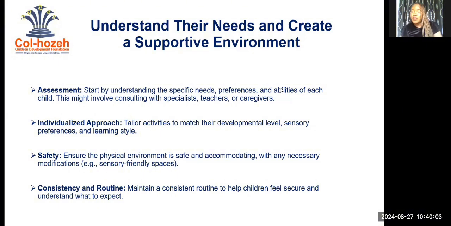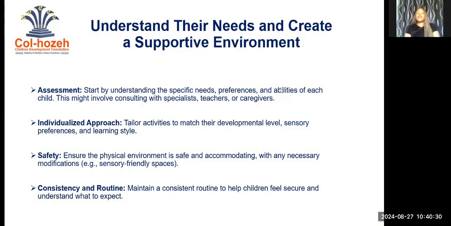So what are you going to work with? What are you going to actually plan when you don't have information about this child? It's always good to have background information about this child, because this will help to inform your decision about your approach to working with them. Start by understanding the specific needs, preferences, and abilities of each child.